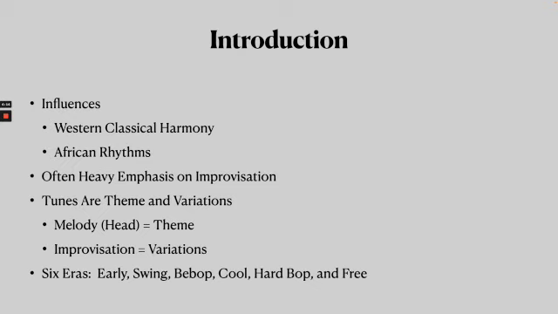We divide jazz into 6 eras, which are early jazz, swing, bebop, cool, hard bop, and free jazz. These eras loosely follow the eras of Western classical music. I'll summarize each era and provide a few key musicians, starting with early jazz that developed in New Orleans.